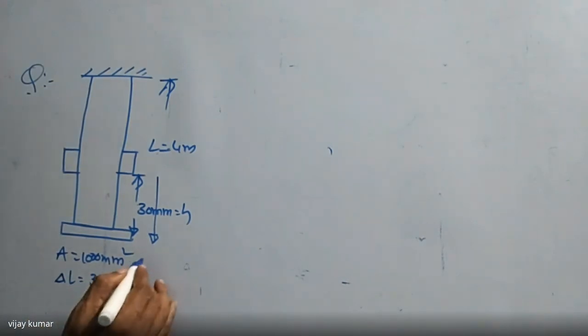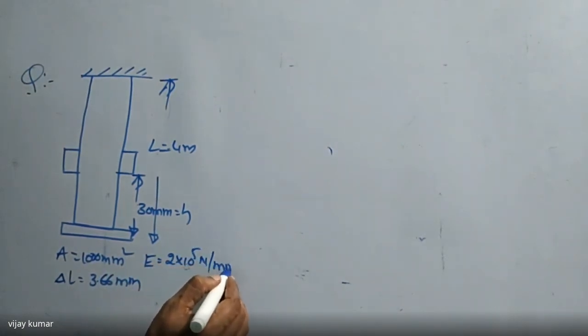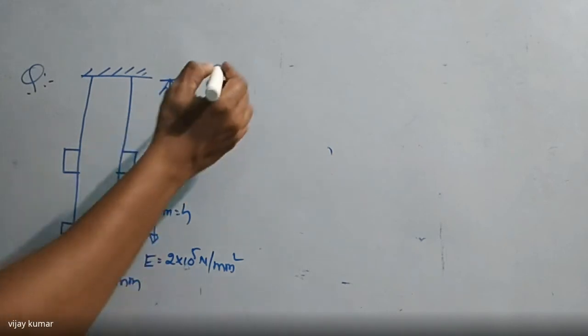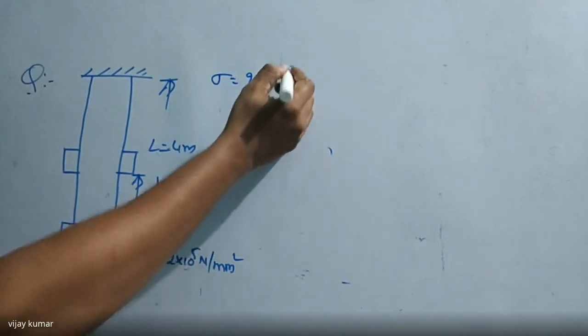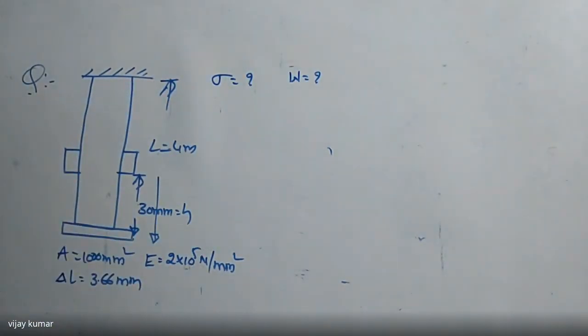So take E is equal to 2 into 10 to the power of 5 Newton per meter square. So it is a steel bar. What is the question he is asking now? He is asking, if the maximum instantaneous elongation is found to be 3.66 mm, find the corresponding stress and the value of the unknown weight. You have to find the stress value and the corresponding weight value, that is nothing but the load.